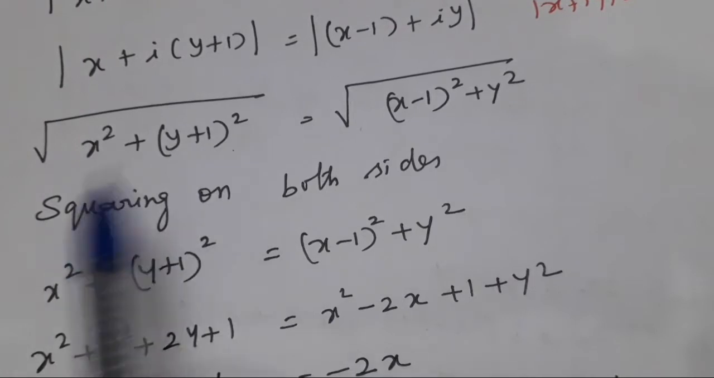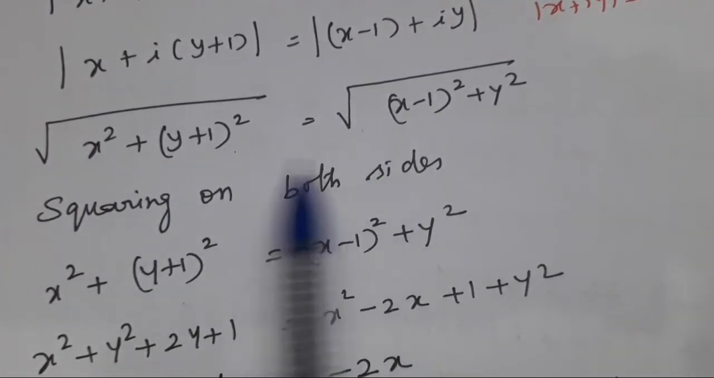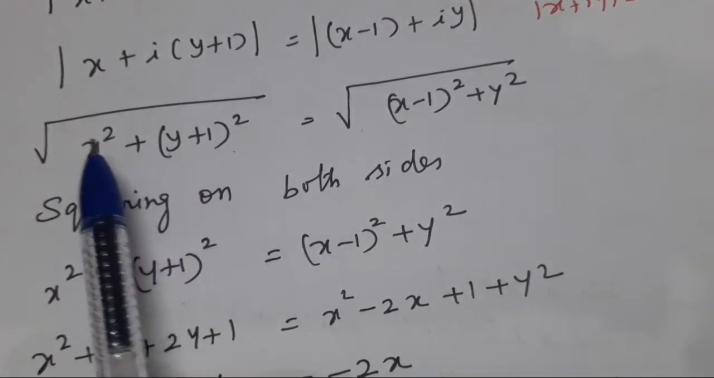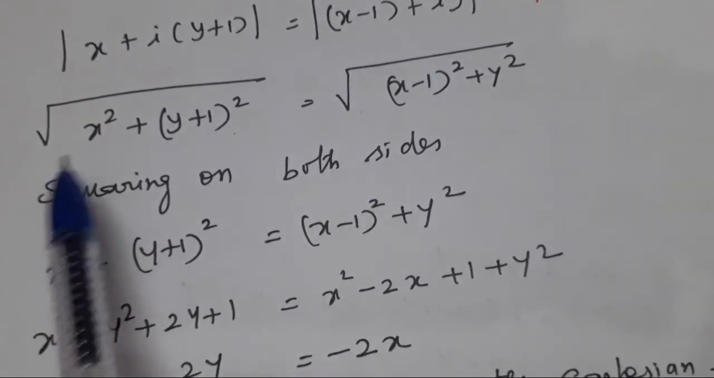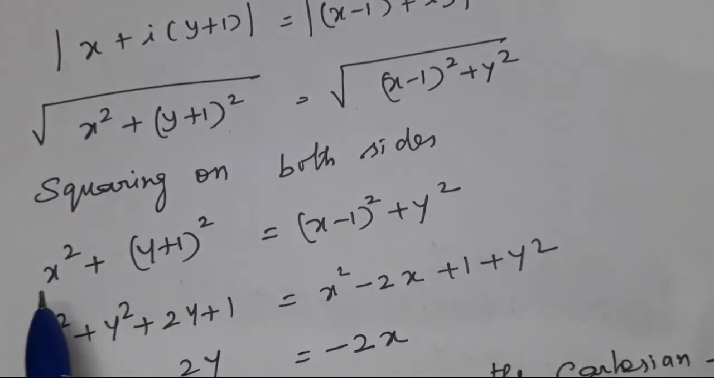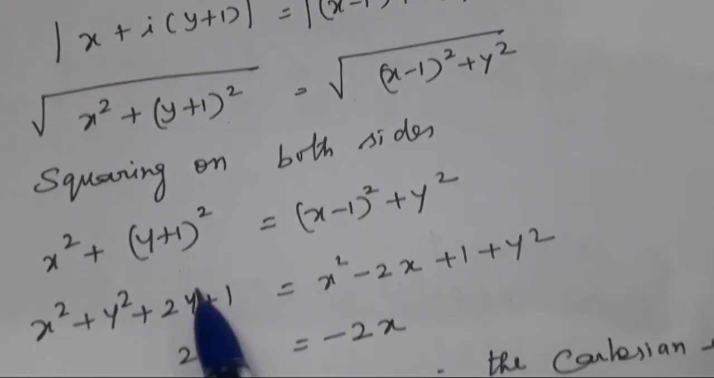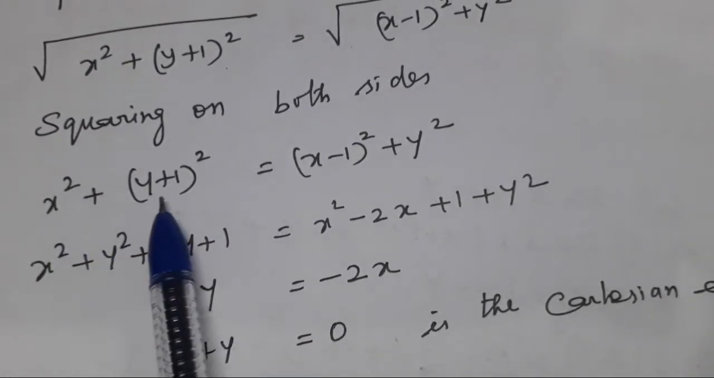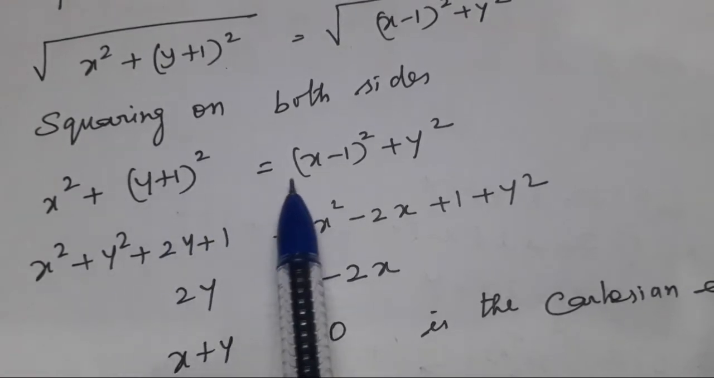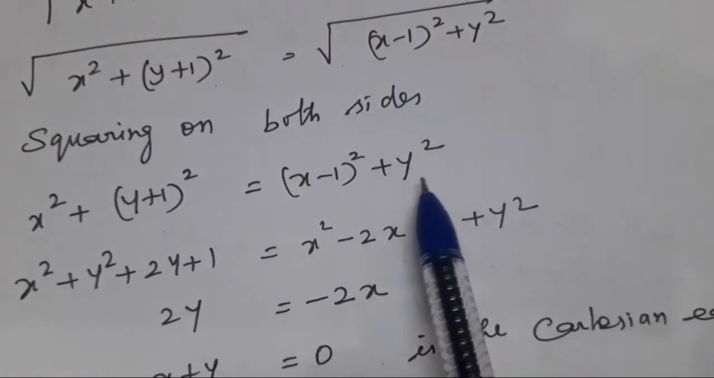Next we want to remove the square root. What do we do? Squaring on both sides. If we square on both sides, the square root will be removed. What happens? x square plus y plus 1 the whole square equal to x minus 1 the whole square plus y square.